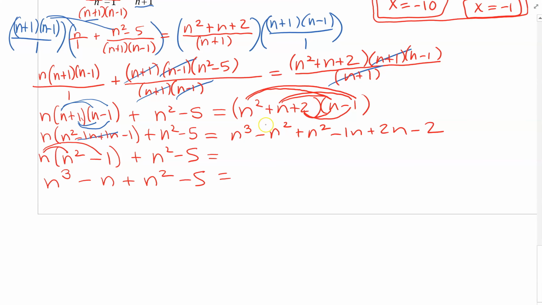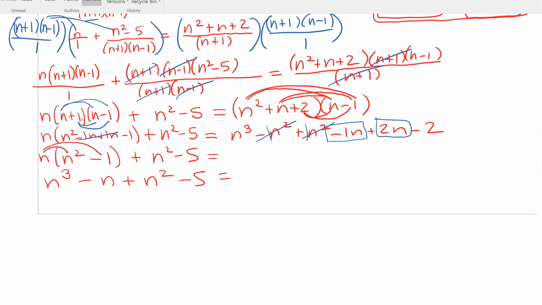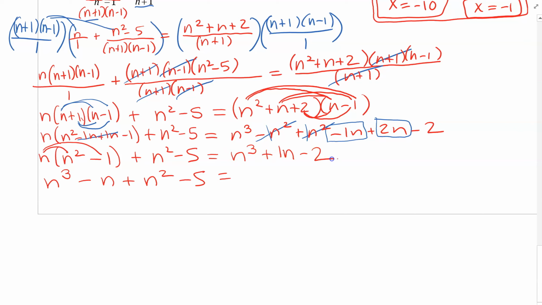So the negative 1n squared and positive 1n squared will cancel. Negative 1n plus 2n will combine to just be positive 1n. So then I get n cubed plus 1n minus 2. So that's where I'm at on the right-hand side: n cubed plus 1n minus 2.